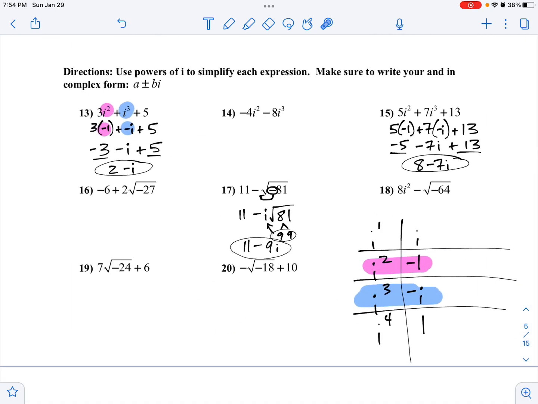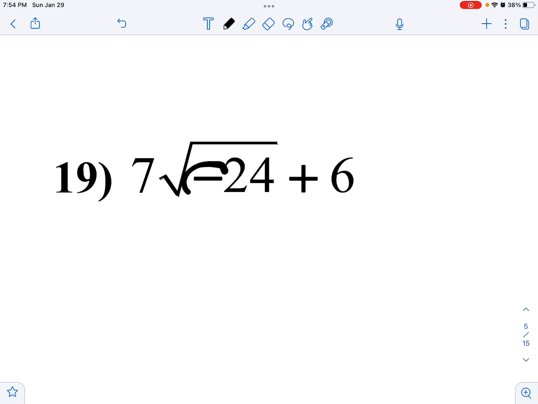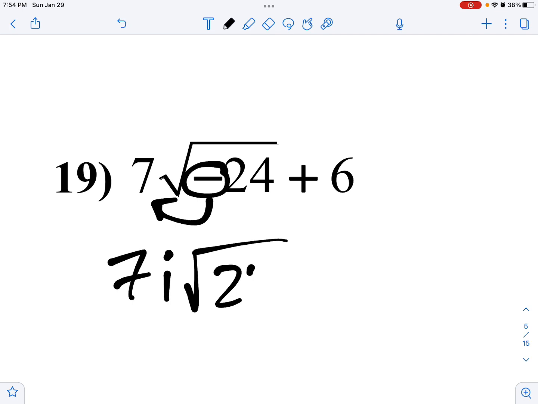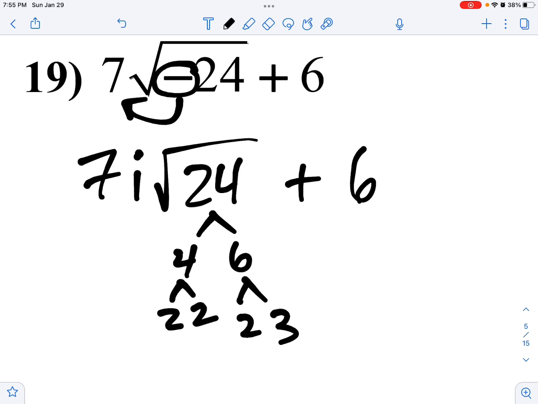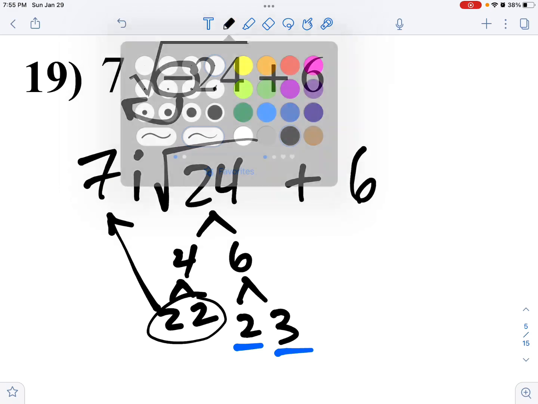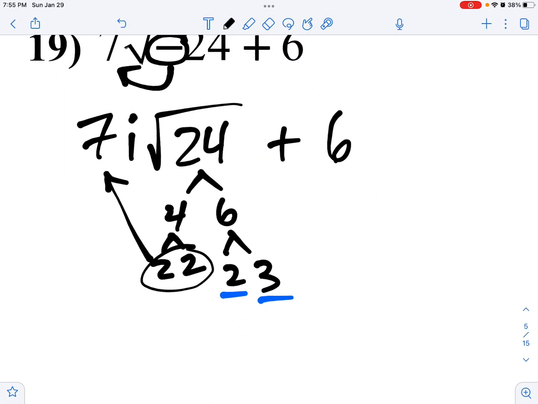Let me try and do one more. I'm going to take this out as an i. So I have 7. Now there's an i there, root 24, and keep the plus 6 at the end. Let's see, when I break down 24, it's 4 and 6. 4 is 2 and 2. 6 is 2 and 3. There's a group of 2. That can come out. Both of these numbers have to stay. So when I simplify this, I get 7 times 2, which is 14i. Root, these two numbers both had to stay. 2 times 3 makes 6.